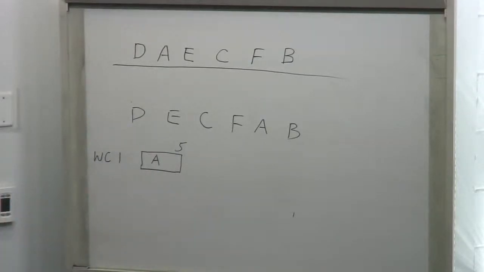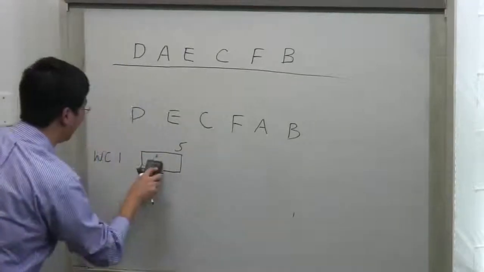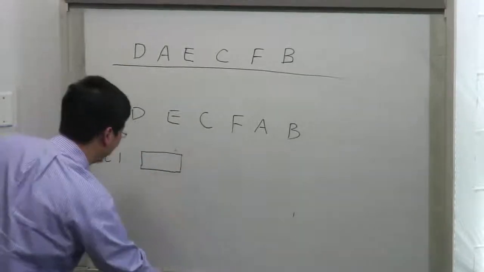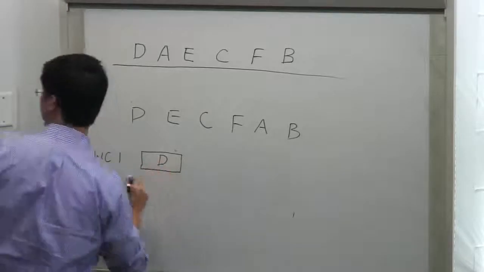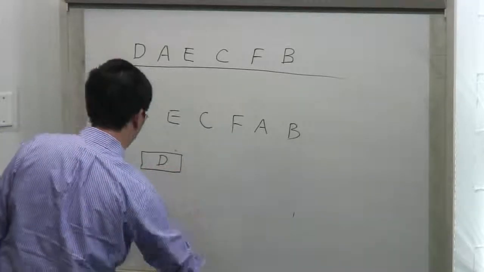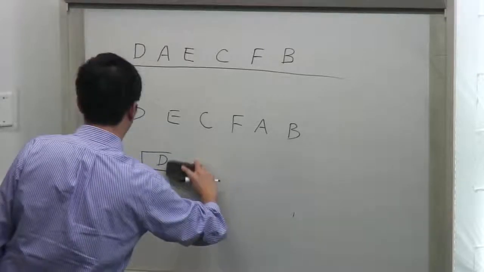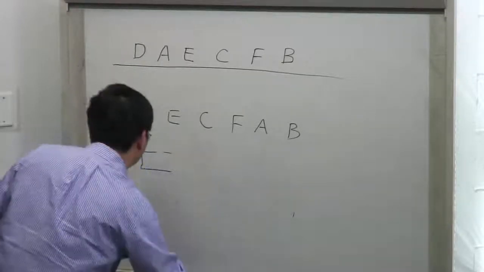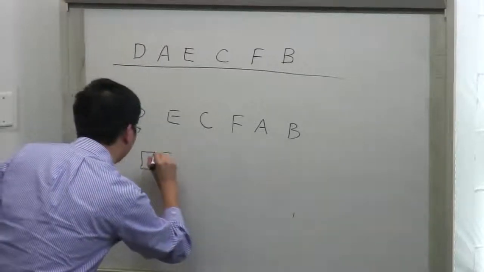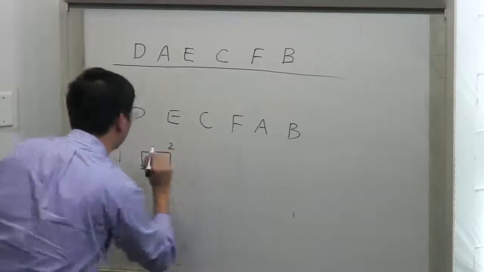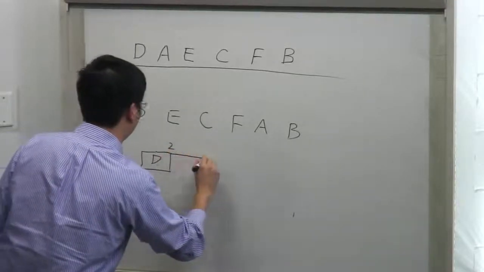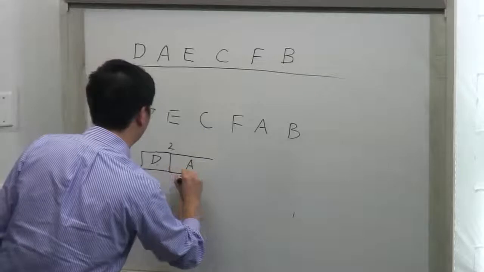Sorry, that's my mistake, that's why you are confused. For work center 1, the first job is D, right? How many hours? 2 hours. D, 2 hours. The next one is A. We spend 5 hours.